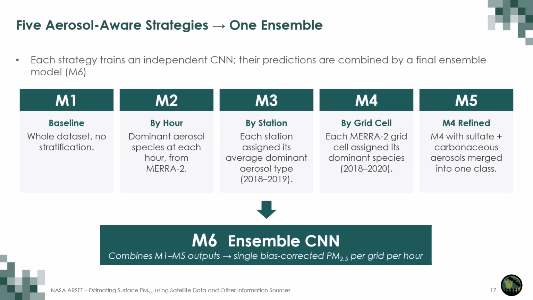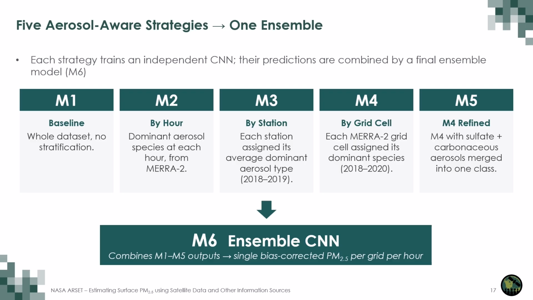Here are some more details on the 5 different strategies. Each strategy trains its own independent convolutional neural network, but they differ in how aerosol information is organized. For example, M1 is our baseline model using the full dataset with no stratification. M2 classified data by the dominating aerosol species at each hour, while M3 assigned the dominating species by station for the data period.